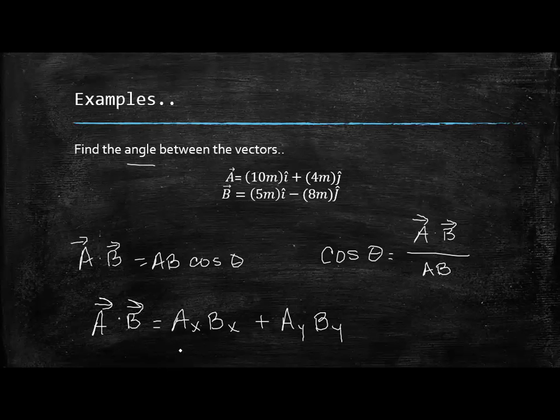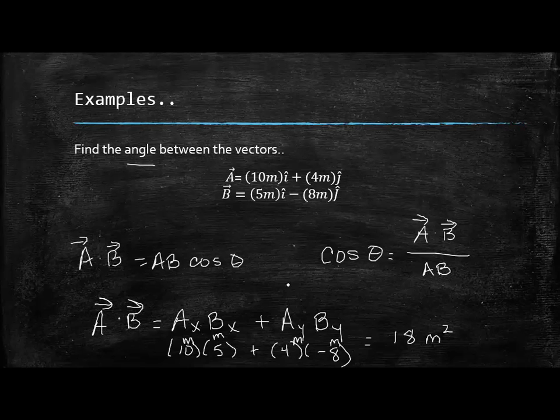So, for our problem here, we have 10 times 5 plus 4 times negative 8. This is 50, and then that is 32, so that is 18. If we wanted to put units with this, since our vector is in meters, then our unit is meters squared, because this is a meter and this is a meter. So it ends up being 18 meters squared for the dot product.